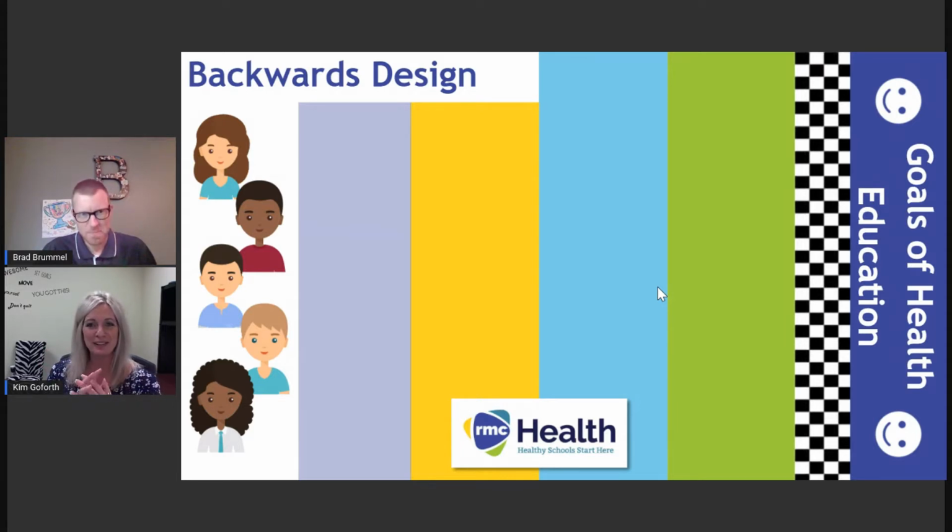And so as we look at the bigger picture of backwards design, you see there on the far right is crossing the finish line for our students, the goals of health education. And like Brad just said, that's why we're here. That's why we're in the business. And so we have our students there on the left. How can we backwards design to get them across this finish line?